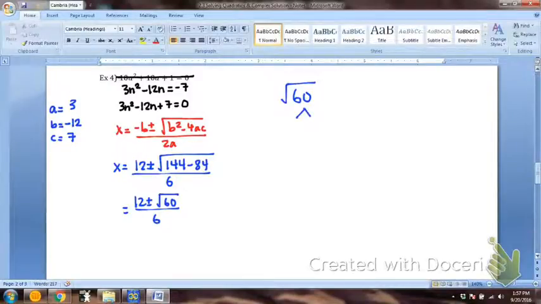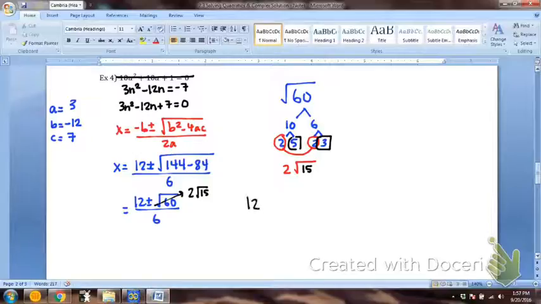What makes 60? Now I heard different things. I heard 10 and 6. I heard 12 and 5. You can use whichever one you want. I'm going to use 10 and 6. 2 and 3. 2 and 5. What's the only pair of things that I have? A pair of 2s. So I'm going to group them together. That goes one time on the outside. The 5 and the 3 are left, so they're going to go inside. So that just became 2 radical 15, 2 square root 15, whichever way you want to say it. So I know that this square root of 60 is really 2 square root of 15. So I have 12 plus or minus 2 square root of 15 all over 6.